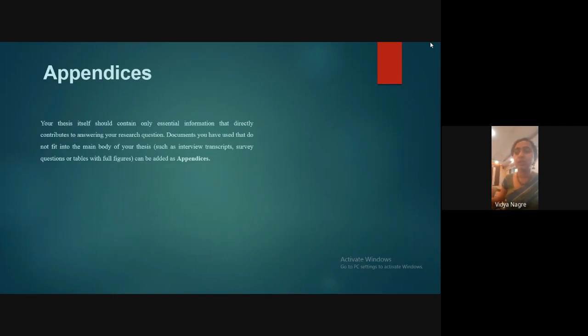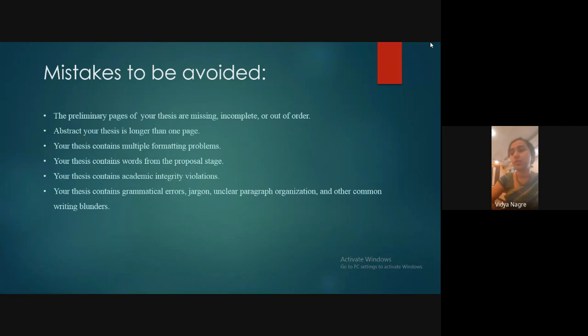Next slide, please. These are certain mistakes you should avoid as a student. Please do not miss the preliminary pages of the thesis, otherwise it will be incomplete. For example, the table of contents, page of certification, acknowledgement, abstract, abbreviations, something like that. These are very crucial. At the same time, the last pages like citation, bibliography, and reference list are also very important.